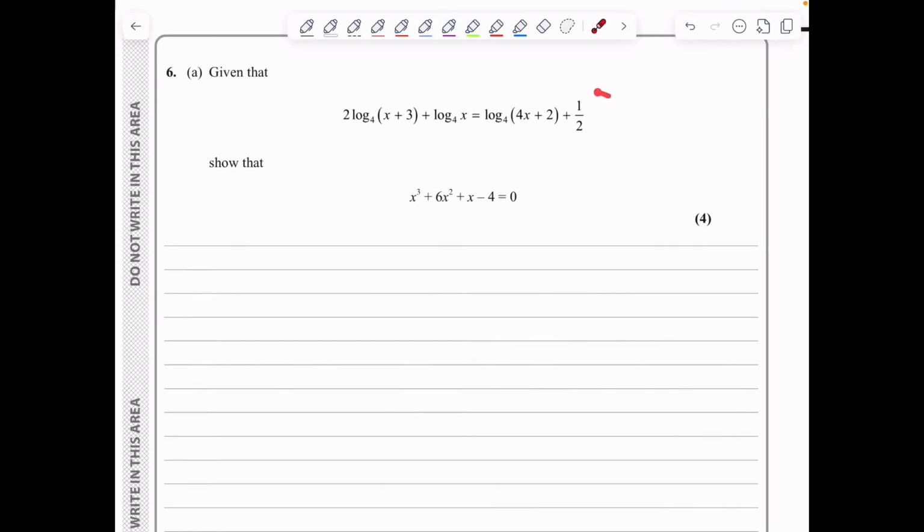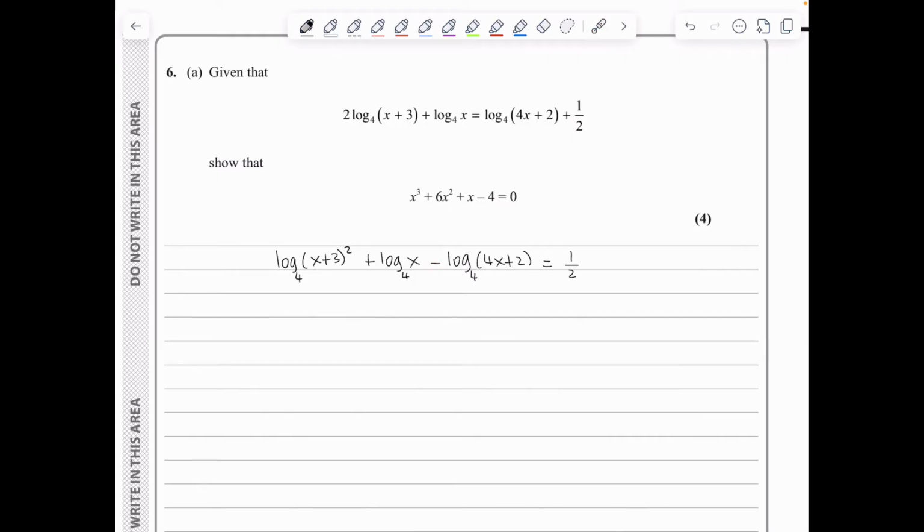In 6a, we've got the logarithmic equation here, and we need to show that this leads to this cubic. So I will start by applying the rules of logarithms to collect all the logs on one side and then remove the logarithm. So we see that log of (x plus 3) to the power of 2 base 4 plus log of x base 4 minus log of (4x plus 2) base 4 is equal to a half. Now we know that when we've got the sum of logarithms, then it's the logarithm of the product, whereas when we've got subtraction of logarithms, then it's the logarithm of the quotient.